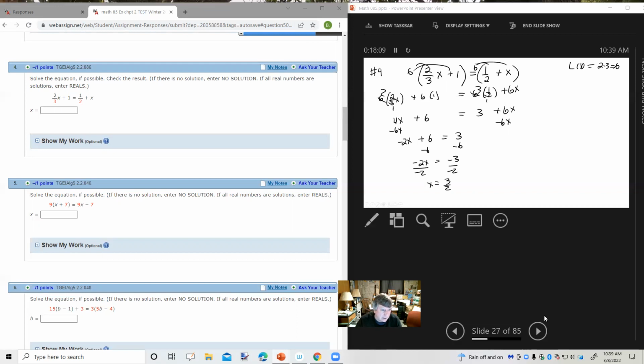Now, recall again, we don't want to use mixed numbers in WebAssign. So we either want to use 3/2, or in this case, since it's exactly 1.5, we could do that as well. But 3/2.